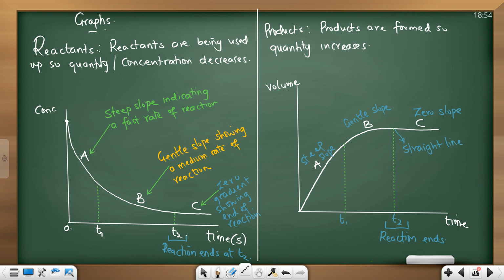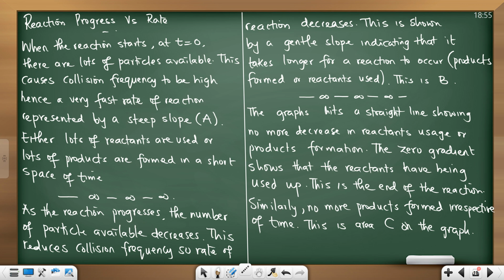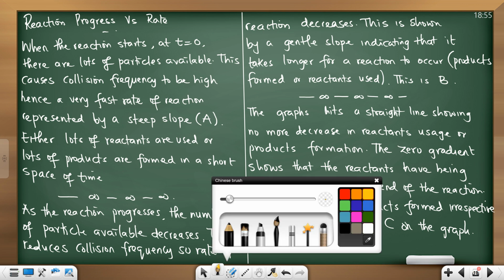As the reaction progresses, what's my note? I must have a note. Yeah, look at that second paragraph here.